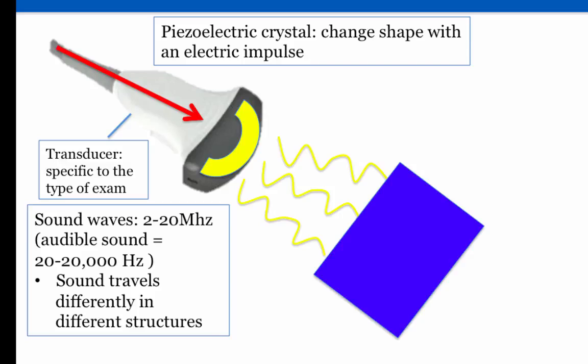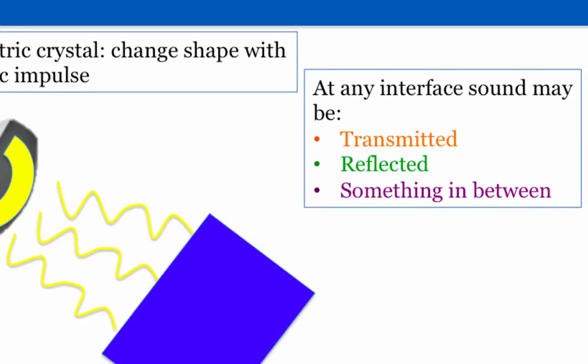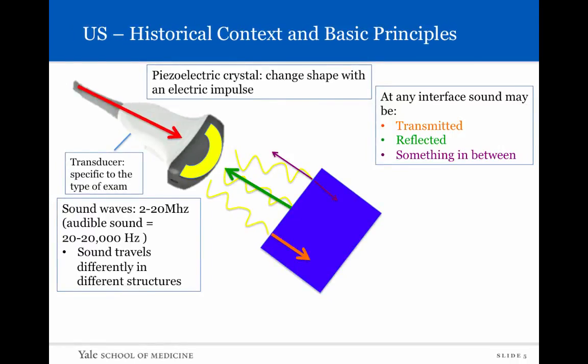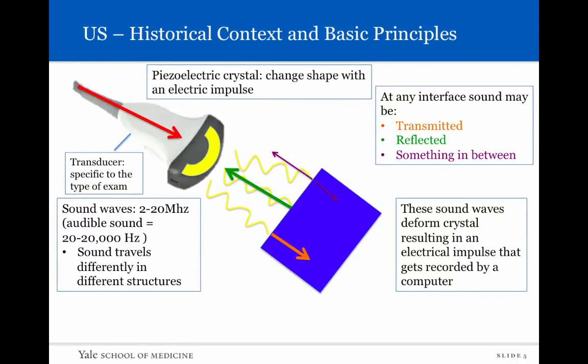And as those sound waves go through our body, they will travel differently in different structures. At any interface that these sound waves interact with, the sound waves may be transmitted, they may be completely reflected, or often something in between, where something gets reflected, something gets transmitted. Whatever signal goes back to the transducer, this deforms this piezoelectric crystal again, and that results in an electrical impulse that then gets recorded by a computer.